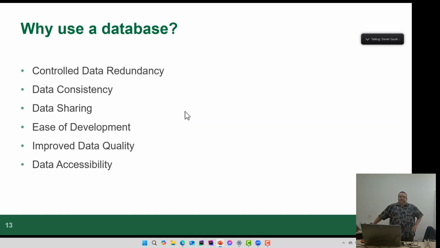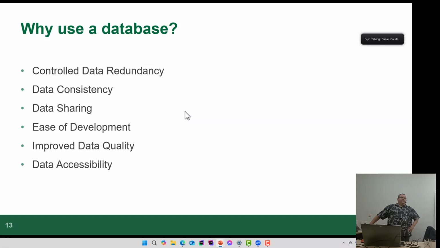So you use databases to control data redundancy. That one's a little iffy. That depends on how good the developers were. But data consistency, on the other hand, is absolutely why you use databases. If you define the data to be in a certain kind of structure, the data must always be in that structure. That means it's going to be consistent all the time.